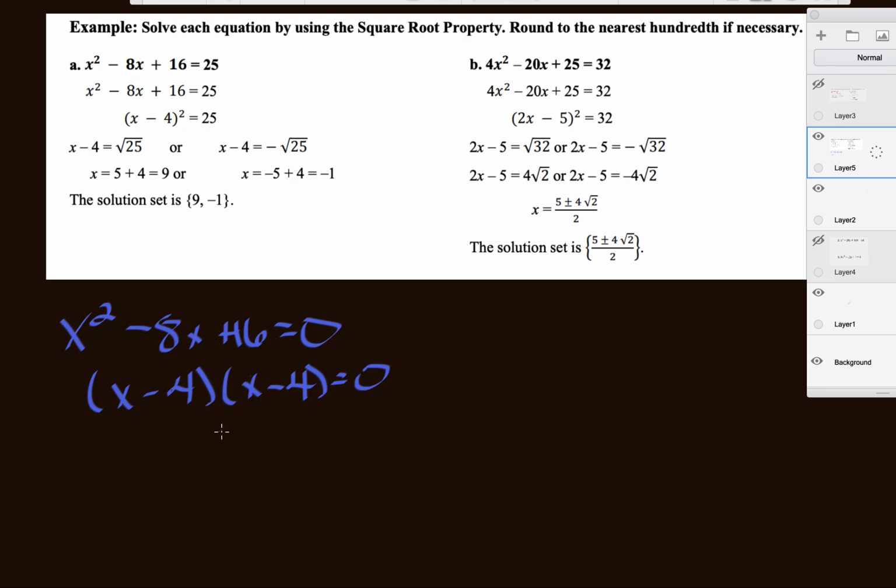And then you'd say it only touches the x-axis at one spot. You'd say x equals 4. It would only touch the x-axis at positive 4. Or you'd say that the solution set is 4. But we've moved on now.